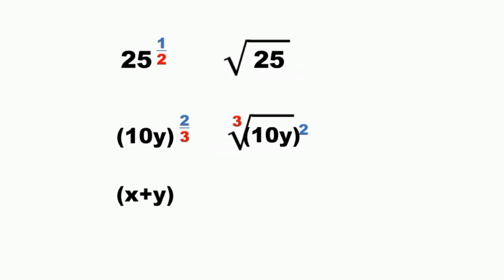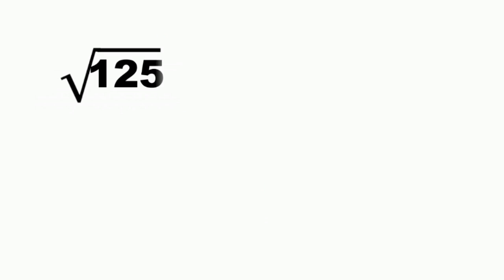x plus y to the power 5 over 4. In radical, place x plus y under the radical sign with 4 as index and 5 as power. Here notice that the denominators of the rational exponents become the index of the radical, with the numerators becoming the power. Doing the opposite, we will write radicals to exponent form.